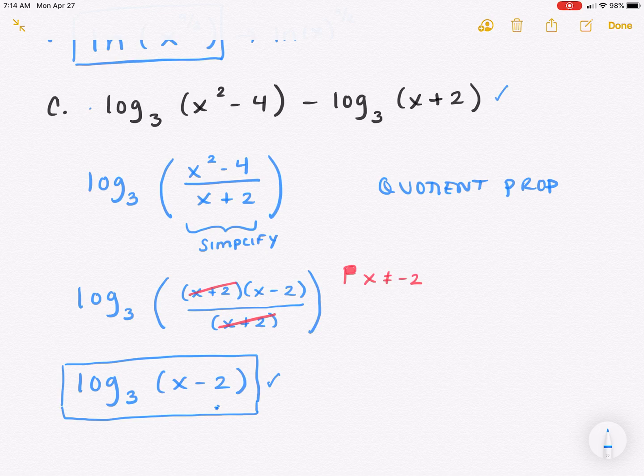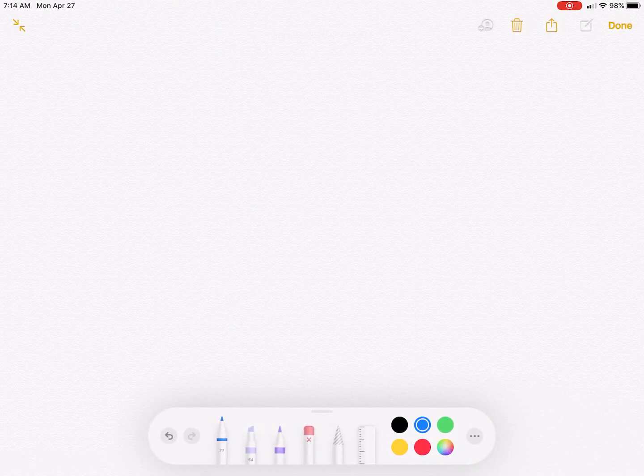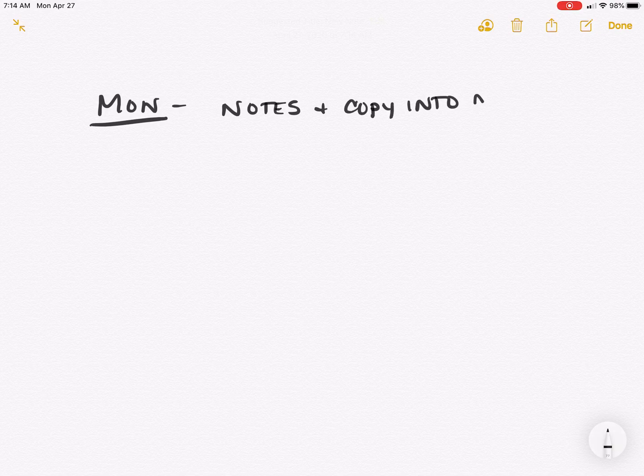So that's it for the examples. Thank you for tuning in all this time. There's still so many more examples I wanted to run you through, but I didn't want these notes to go on for 45 minutes. So you are done for today, okay? So Monday, all you did was the notes and copy into notebook. I keep reiterating that because we're going to end this year with a test over exponentials and logs. You really need to have this stuff written in your notebook so you can go back to it.